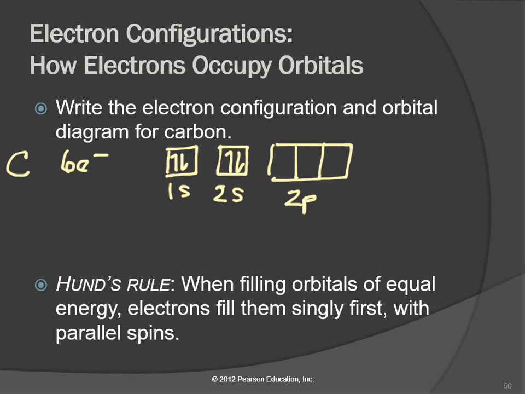So now, how many electrons do I still have to find places for? 2. Okay, so let's think about this. We're putting 2 electrons into this room that has 3 beds. What would people do? Would they both sleep in the same bed, or would they take their own bed? They'd probably take their own bed. And that's what electrons do. And so we'll put this electron in that bed and this electron in that bed.